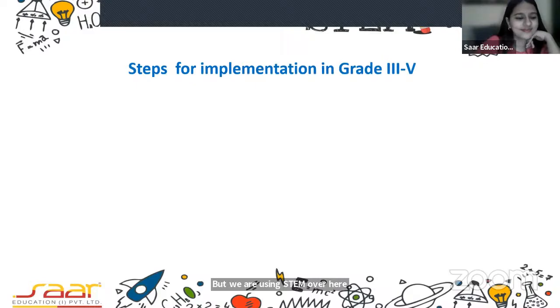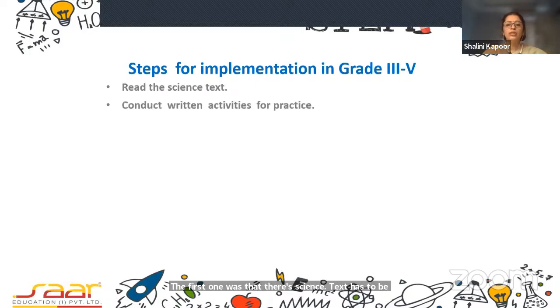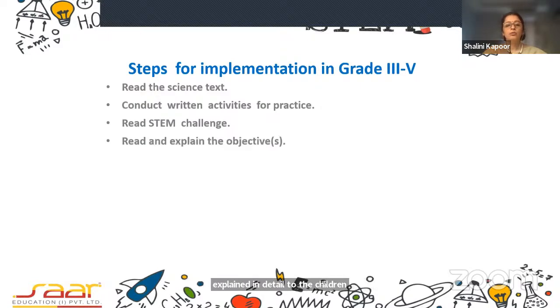Now, what were the steps that we followed in implementation of the STEM challenge? The first one was that the science text has to be read and explained to the children. If there are written activities for practice, worksheets given at the end of the chapter, those must be done, because by doing written activities, the concept is cleared in an even better manner for the learners. Then the STEM challenge has to be read and explained in detail to the children, along with the objectives for addressing that challenge. What is the purpose? Why are we doing it?